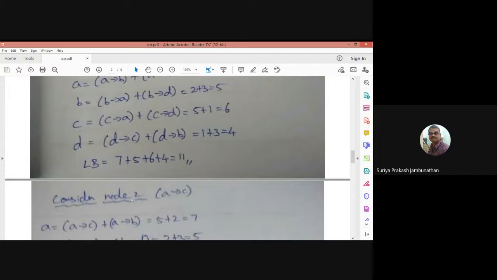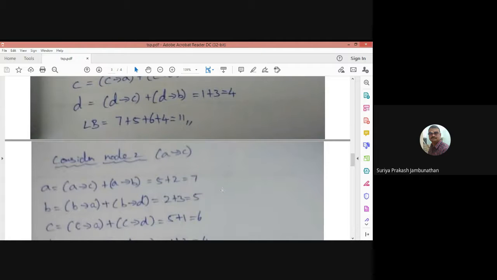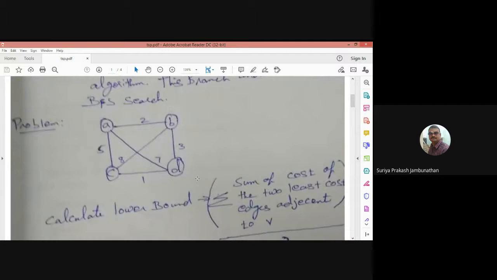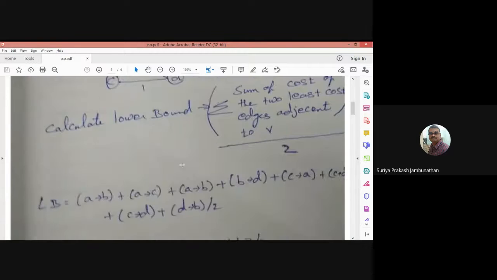Okay. Now, considering node 2, that is A to C. So A to C, in what all ways can we make the nodes? So when we are considering from A to C, A to B, we are considering A to C and A to B. So 5 plus 2 we get.